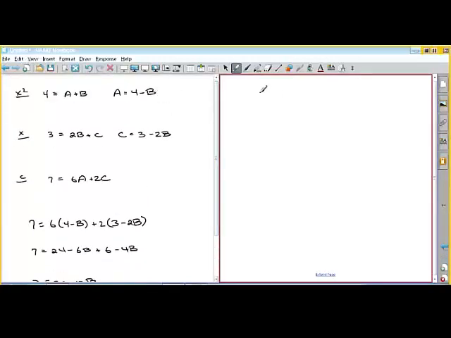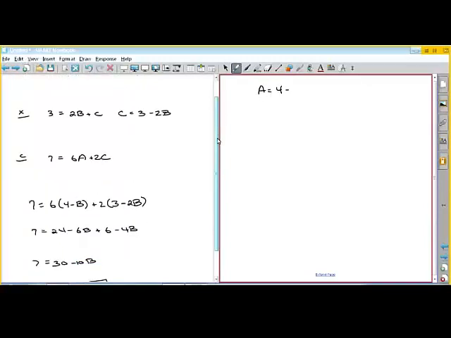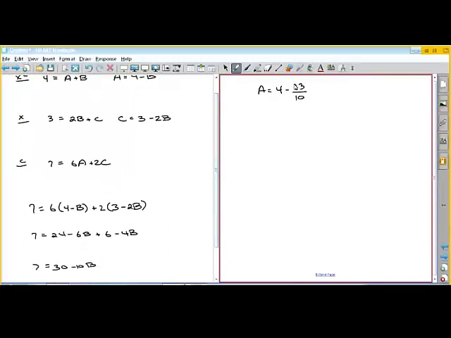So once you have B, then you go back and you can get the other stuff. So A is 4 minus B. B is 23 over 10. So that's 40 over 10 minus 23 over 10, which is 17 over 10. So that's A. Then you go to the second equation. C is 3 minus 2 times B. B is 23 over 10. So that's 3, which is 30 over 10. Then we have negative times a negative is positive.